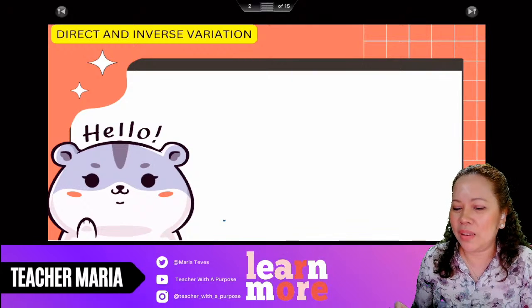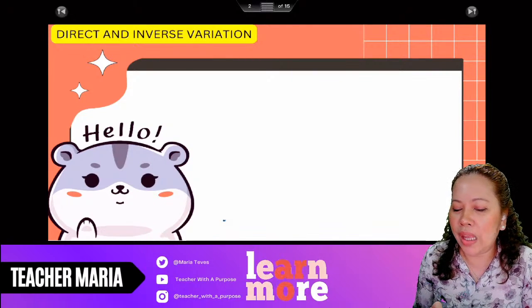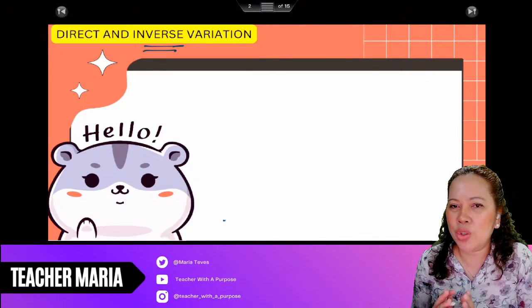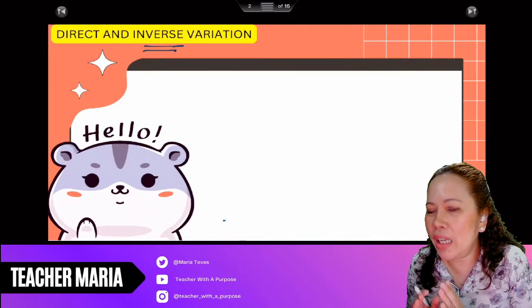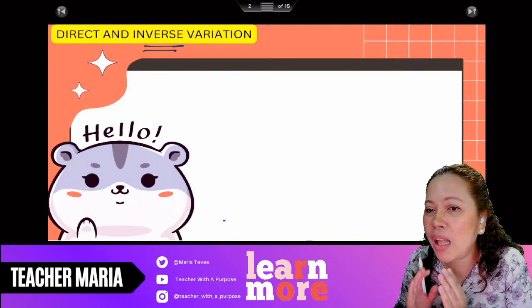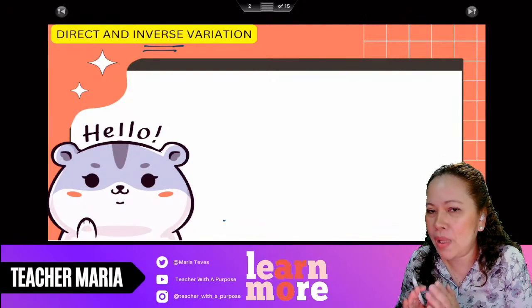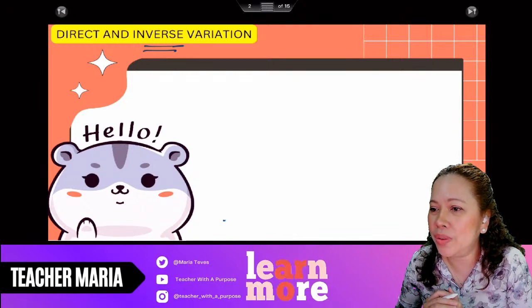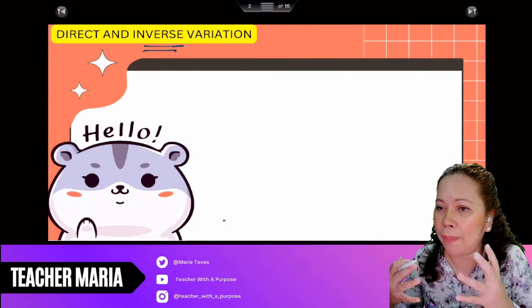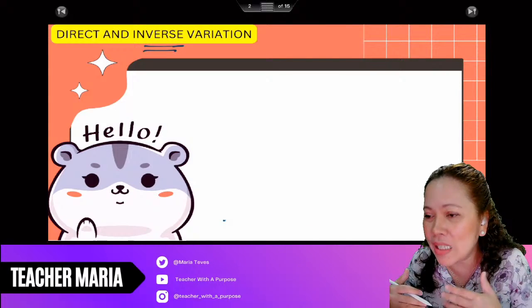That's right, Colonel. So then we move on to inverse. So inverse is very similar to direct. But in an inverse relationship, as one value goes up, the other value goes down. Okay? Kung sa direct, both is going up. Hence, your k is being multiplied.